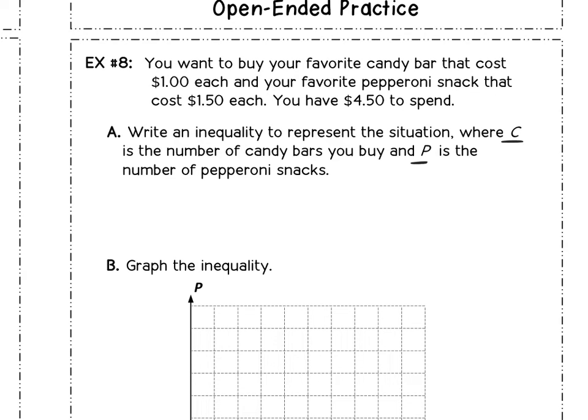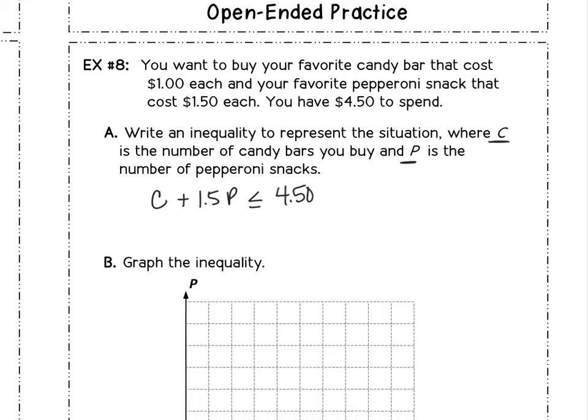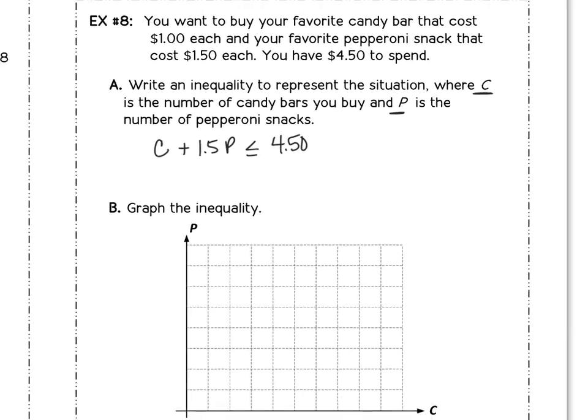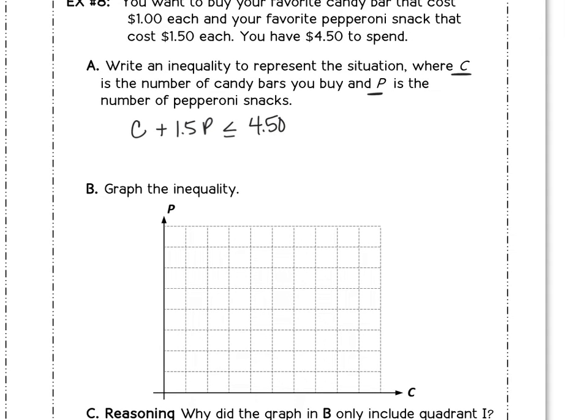So a candy bar costs $1. So that would be 1C, but I'm just going to put in C. I have $1.50 for pepperoni sticks, and I can't spend more than $4.50, but I do have $4.50. So I'm going to say that's another less than or equal to. And in order to graph this inequality, I again want to isolate. So in this case, let's go ahead and subtract C. So 1.5P is less than or equal to -C plus 450.